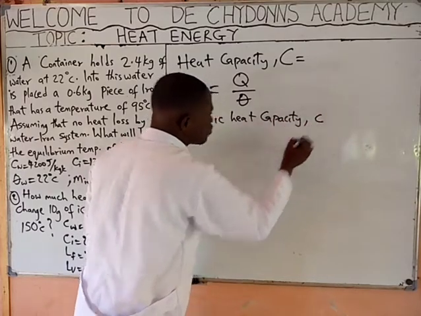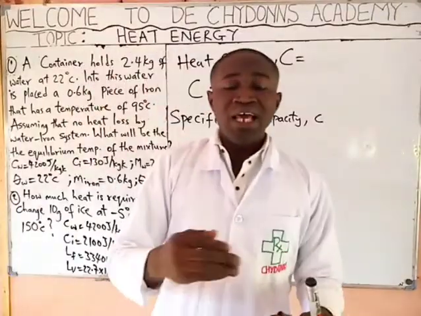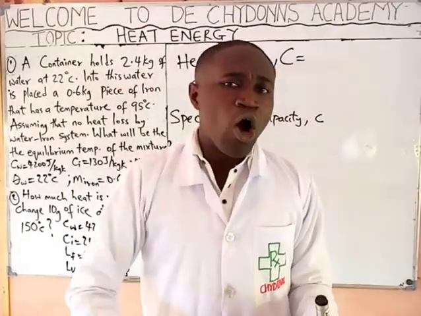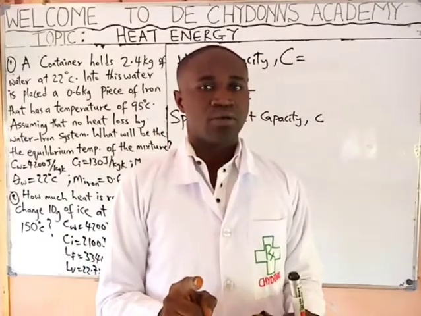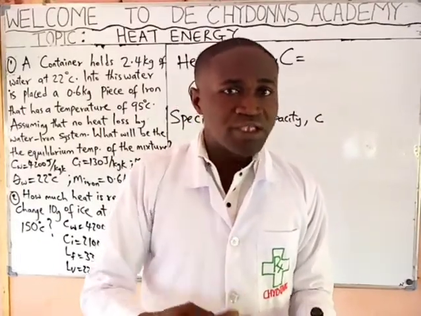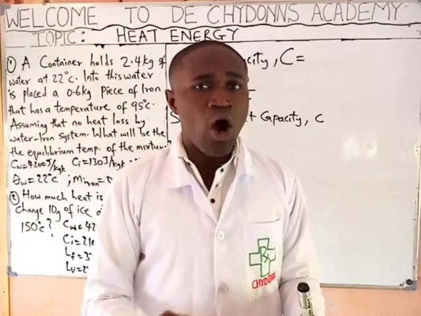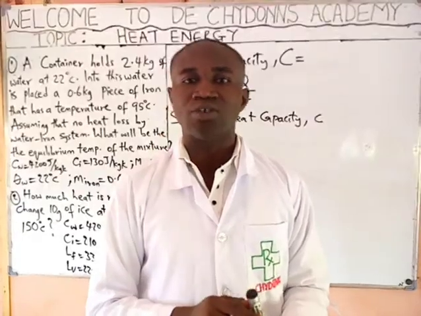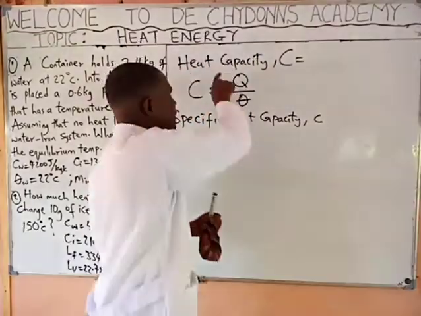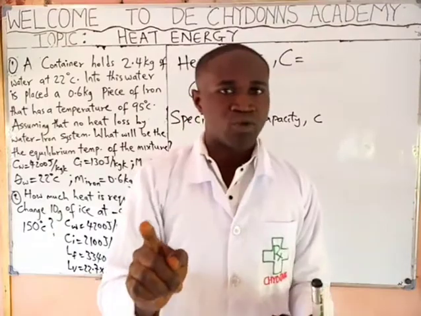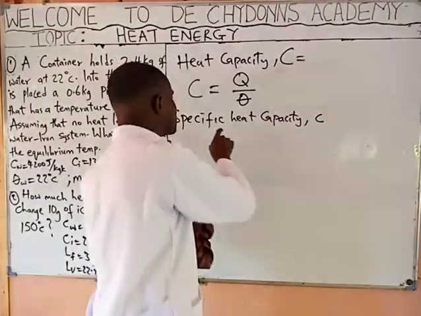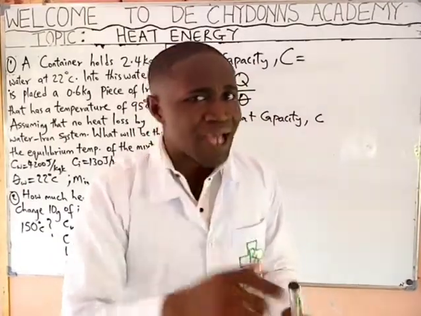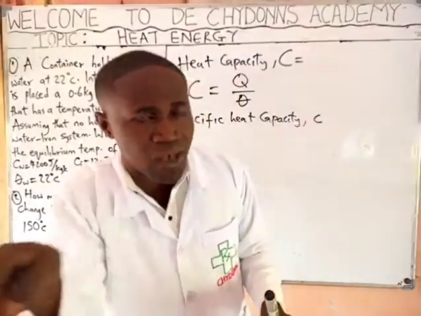That is denoted with small letter c. This is the quantity of heat required to raise the temperature of a unit mass of a substance to 1 degree Celsius. Remember, in heat capacity, we do not say a unit mass, but we say a substance. But in specific heat capacity, we say the quantity of heat required to raise a unit mass. That unit mass should be underlined.